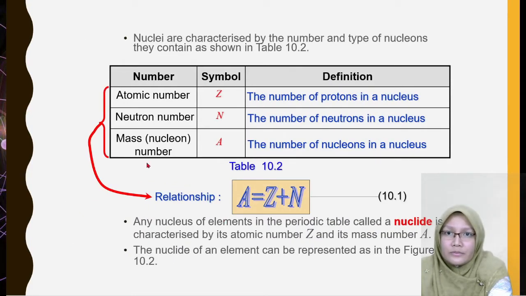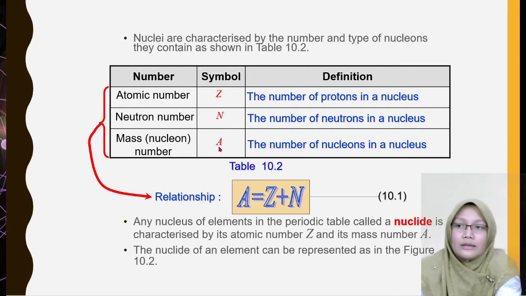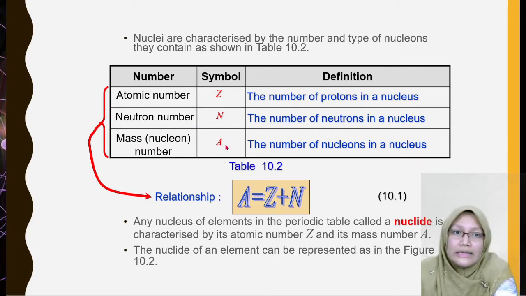Nuclei are characterized by the number and type of nucleons they contain. The atomic number is symbolized as Z, the number of protons. The neutron number, symbolized as capital N, is the number of neutrons in a nucleus. The mass number or nucleon number, symbolized as A, is the number of nucleons in a nucleus. So the relation between these three is A equals Z plus N.